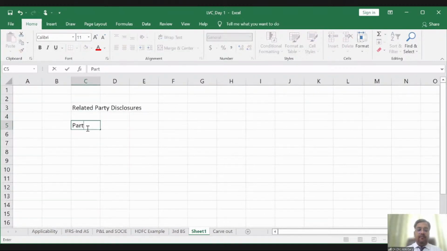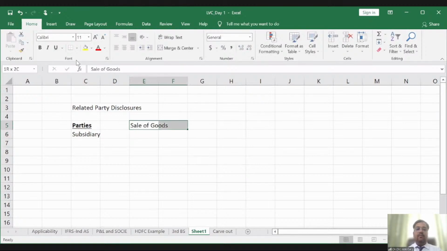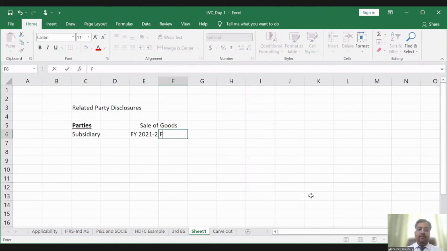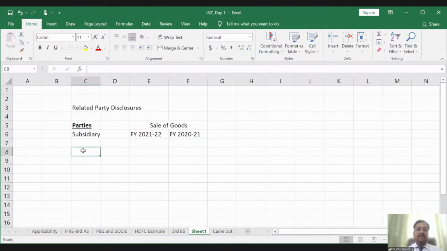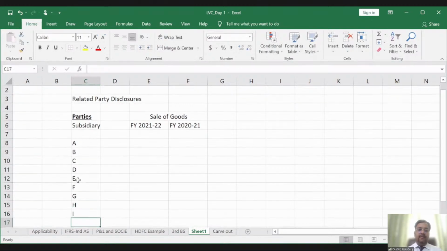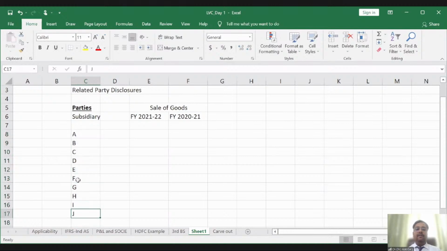This is parties, related parties, okay? For example, subsidiary. This is your sale of goods. This is your FY 21-22. This is your FY 2021. Friends, there are 10 parties, 10 related parties, 10 subsidiaries. Okay. A, B, C, D, E, F, G, H, I, J. Okay, 10 related parties. In the last year, there was a transaction with all the related parties.